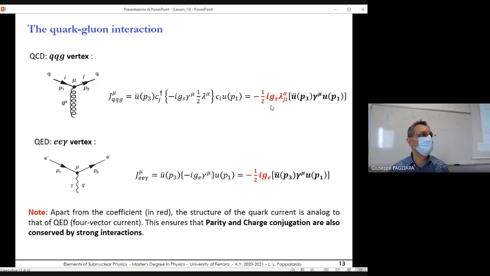And since we know that parity and charge conjugation properties are conserved in QED thanks to the vector form of its current, then of course parity and charge conjugation are also conserved in QCD because they share the same vector current. We can show this formally; it will be just a repetition of what we showed already for QED. As we will see next in the course, parity is not conserved in weak interactions because the shape of the current is different. It's not a vector current like this.